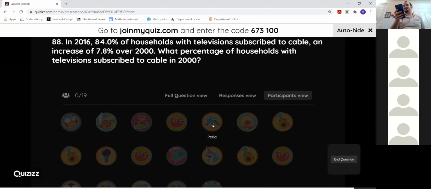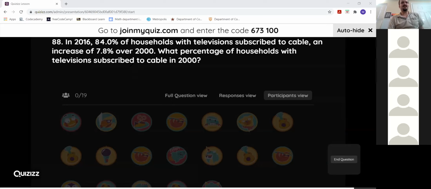2016, 84% of households with television subscribed to cable, an increase of 7.8% over 2000. What is the percentage of households with televisions subscribed to cable in 2000? Woo! They are giving me a whole bunch of percentages. This is the percentage in 2016. We know that this is an increase of 7.8% from this thing. Whatever the heck this thing is.